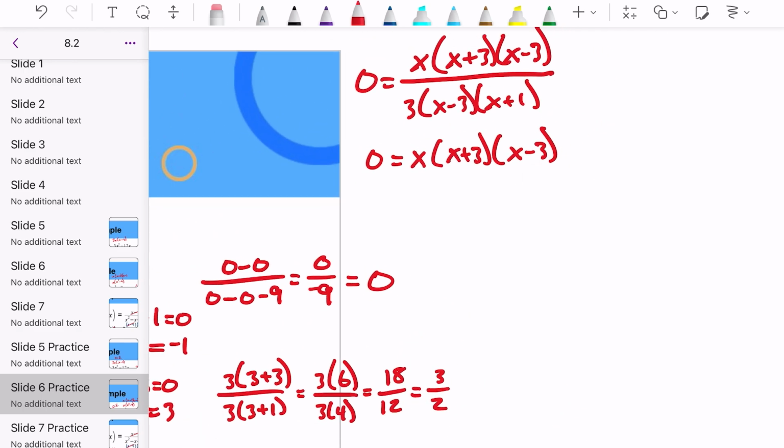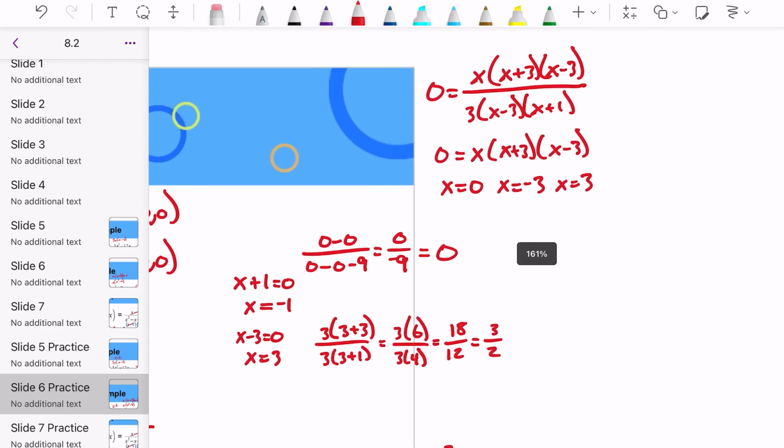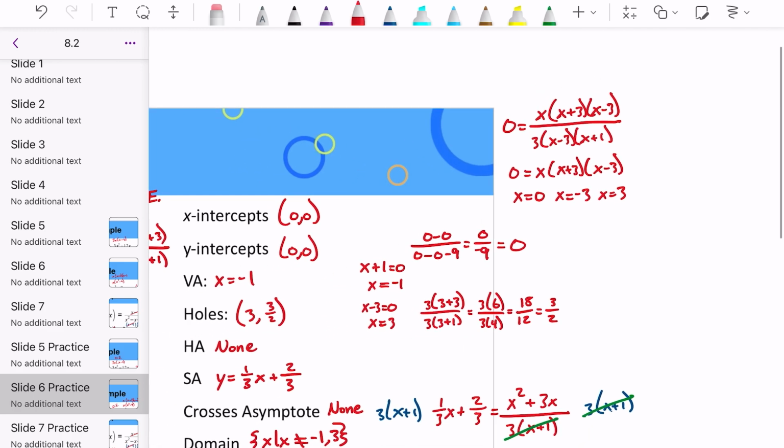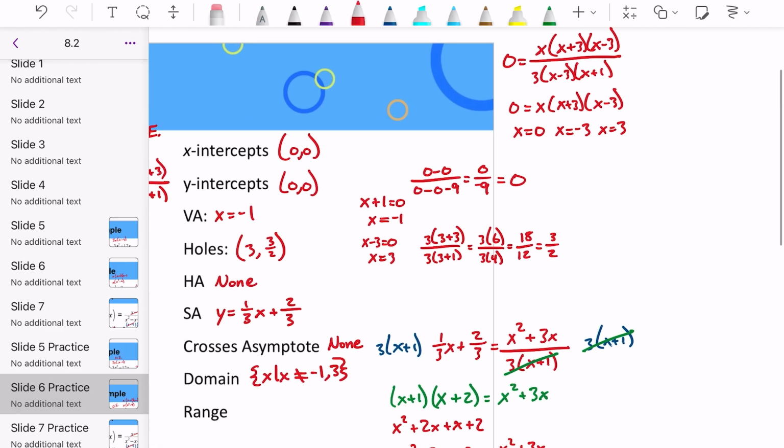As we solve for our zeros, this would mean x is equal to 0, x is equal to negative 3, and x is equal to 3. Now we've said it before, it's always important to double check that our x-intercepts are all there. Yes, x does equal 0. We were able to confirm that here. We were also able to find that x is equal to -3 as well as +3.